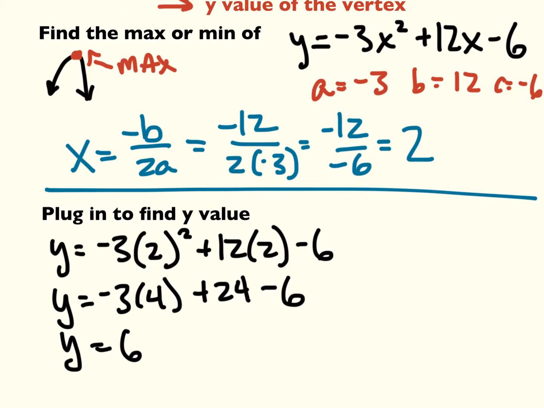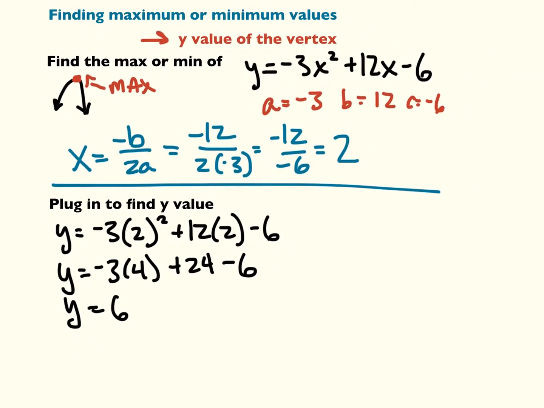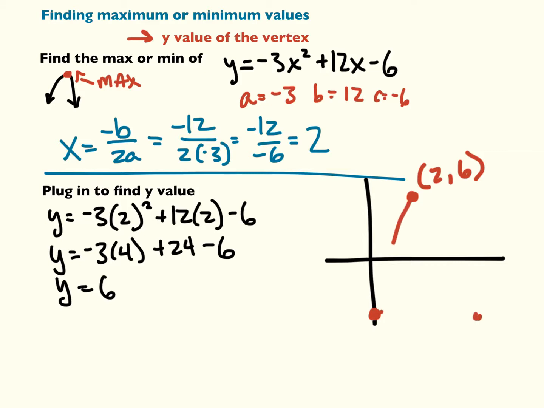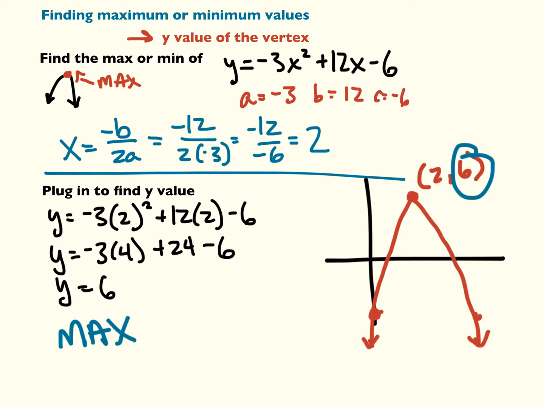So now let's put this into context. Let's have a graph here. We have a parabola that has some vertex at (2, 6), and we know that the y-intercept is negative 6, so it's somewhere down here. So we know that it opens down like this. And so my maximum value is just this y. So I'd say my max is y equals 6.